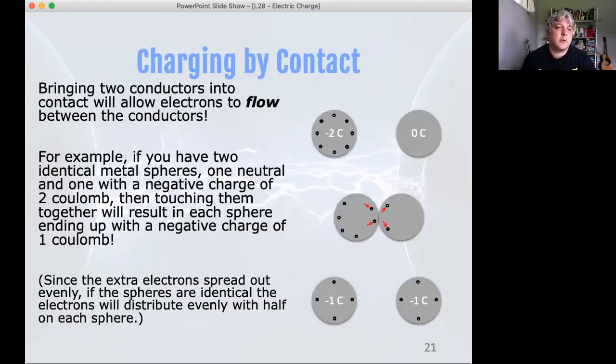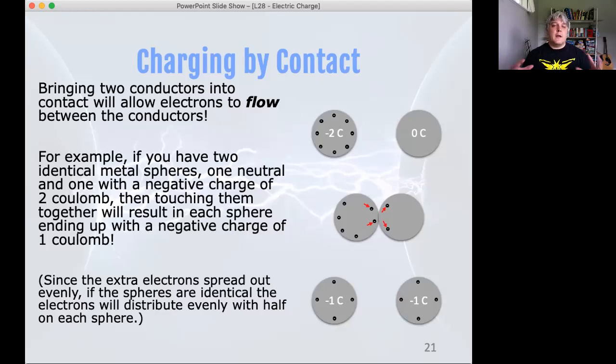If we've got 2 conductors, so conductors allow electrons to flow, and you bring them into contact, then the electrons will do just that. They will spread out. Remember that they always want to spread themselves out as far away from each other as they can across the surface of the conductor. And if you bring 2 conductors into contact, they now behave like one conductor because the electrons can move freely through that connection, through that surface touch. Electrons can move from one to the other.